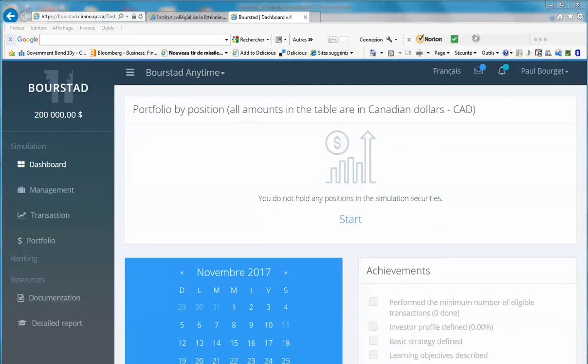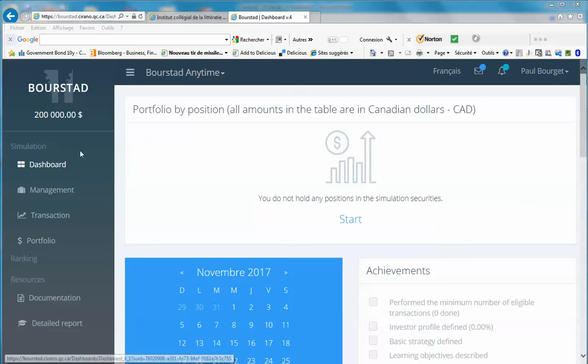Welcome to this animation that will illustrate how to carry out a transaction in a Bourstad stock market simulation. Here we see that we have logged into the application, and we have an account. It's an account on which no previous transactions have been carried out, so we have $200,000 in Canadian money.